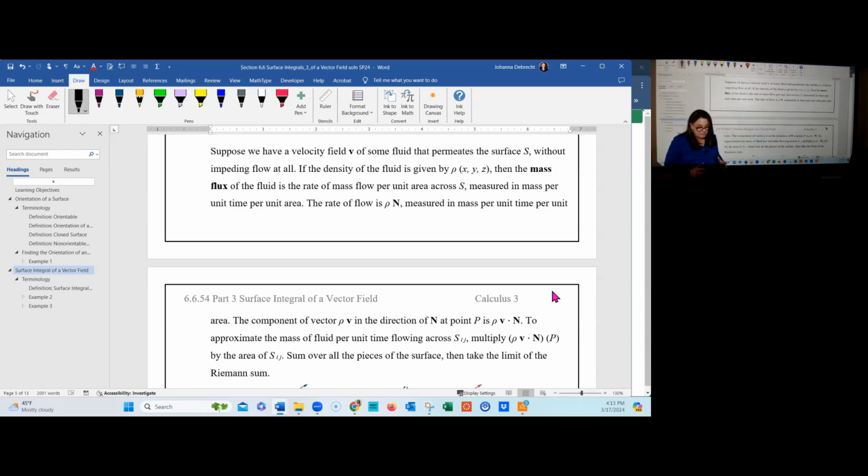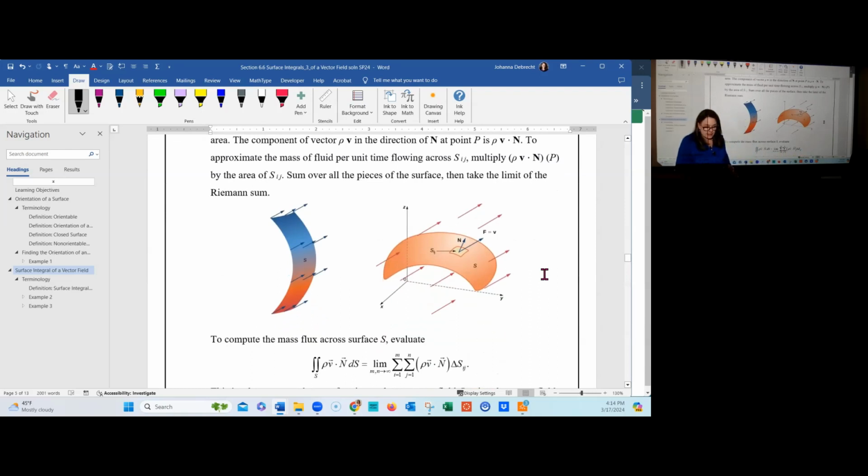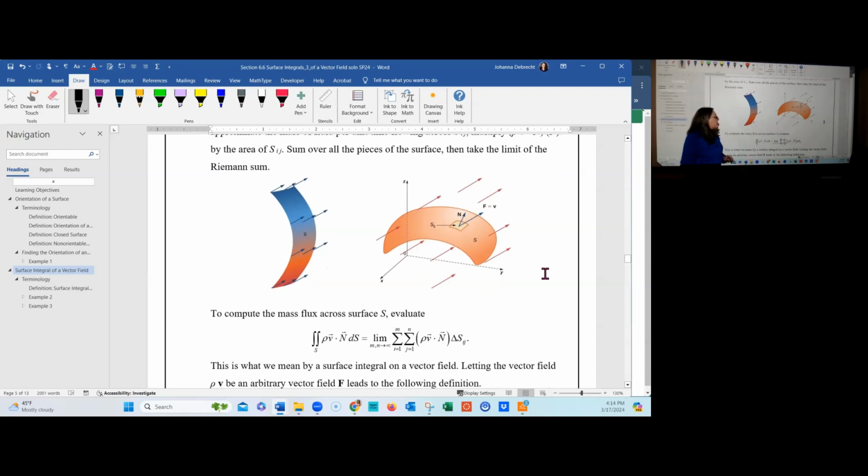To approximate the mass of the fluid per unit time flowing across a tiny portion of the surface, multiply rho v dot n at that point P by the area of that small piece, S sub ij. And we'll sum up these values for all the pieces of the surface and take the limit of the Riemann sum. Let's take a look at a picture which will make it a little bit more clear while we put up the formula as well.